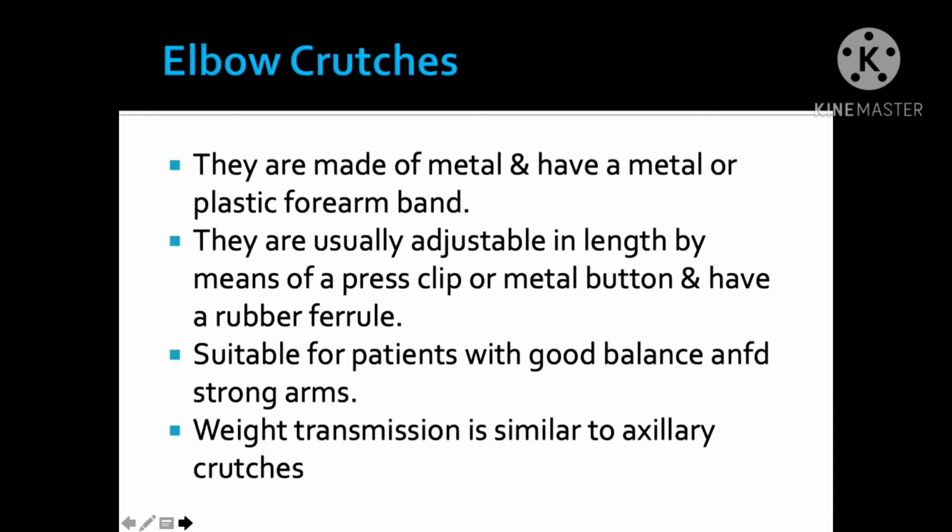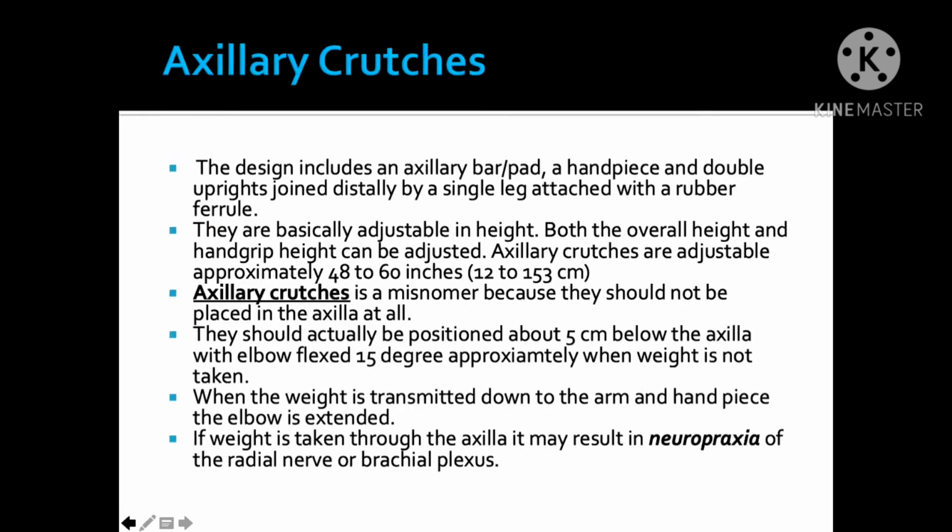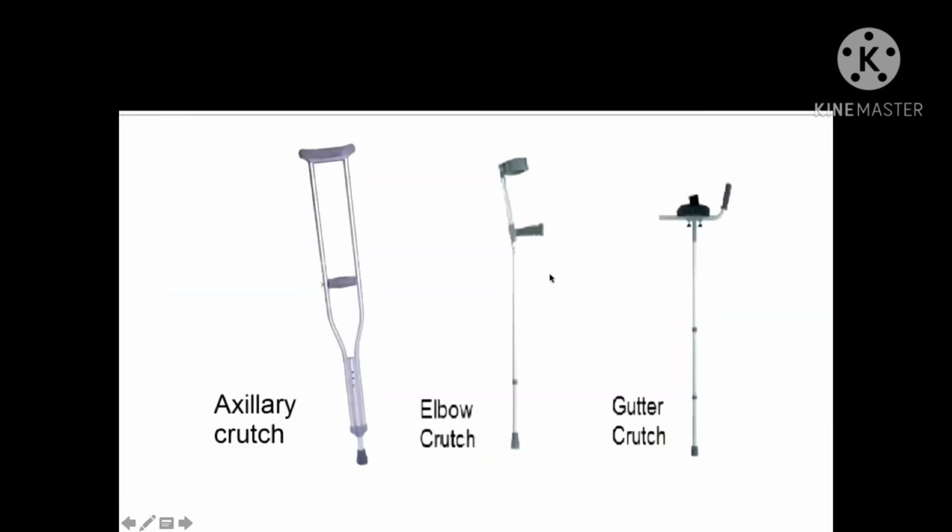They are made of metal and have a metal or plastic forearm band. They are usually adjustable in length by means of a press clip or metal button and have a rubber ferrule. We will go back to the diagram or the pic. Okay, so this is how your arm will go inside and you would be holding this. That's your hand grip.